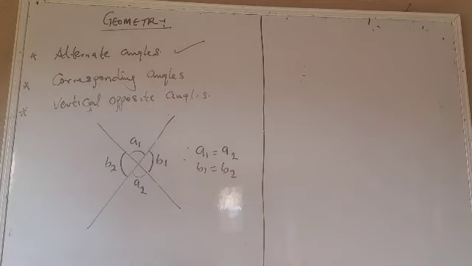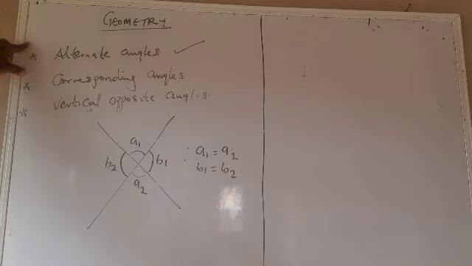So therefore, A1 is equal to A2 and B1 is equal to B2. Why? The reason is because they are vertical opposite angles, and vertical opposite angles are equal to each other. So take note, alternate angles are equal, corresponding angles are equal, and vertical opposite angles are equal to each other.